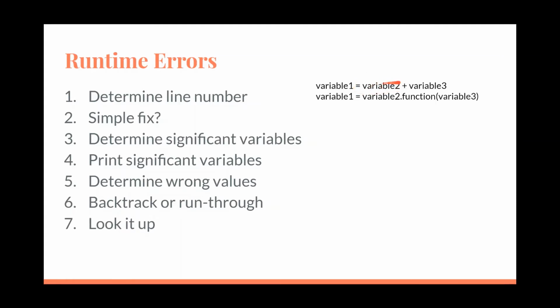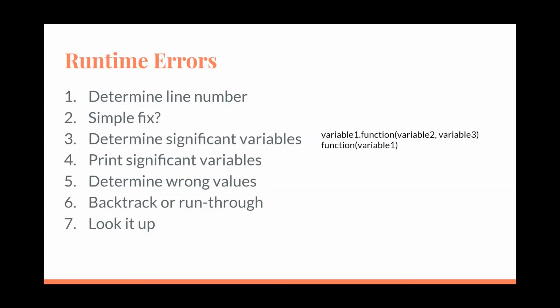However, variable 2 and variable 3, in both of these examples, could be null, or there could be something wrong with that value to the point that it can't be assigned to variable 1. So in this case, your significant variables are variable 2 and 3 in both of these lines.